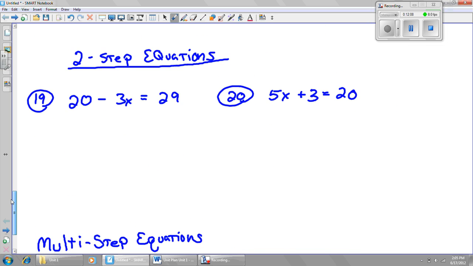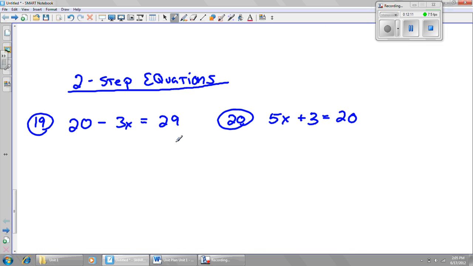All right. 2 simple 2-step equations. Go ahead and see what you can do with them.